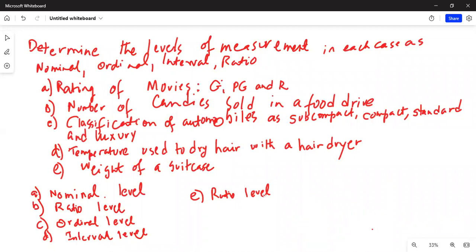Weight of a suitcase is ratio because we can take the weight of one suitcase divided by the weight of another suitcase. If the first suitcase is 50 pounds and the second suitcase is 25 pounds, the first is twice as heavy as the second one. So ratio is important. So again, the lowest level of measurement is nominal. Next one is ordinal, some kind of order. The next higher one is interval level of measurement. An example is temperature. And the highest level of measurement is ratio, where the ratio between two numbers is important.